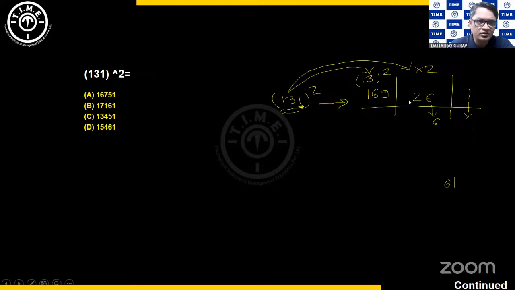So if you look at the options, option A is ruled out. Option C is ruled out. Now 2 should be carried forward. It becomes what then? 171. The final answer here is 171.61. Option B is the answer. Is it okay?